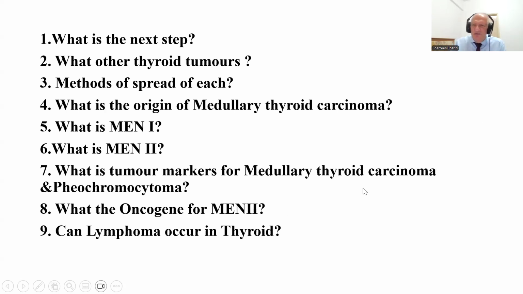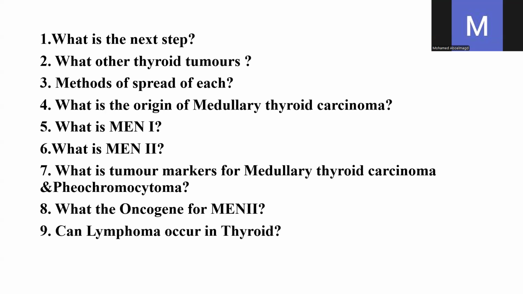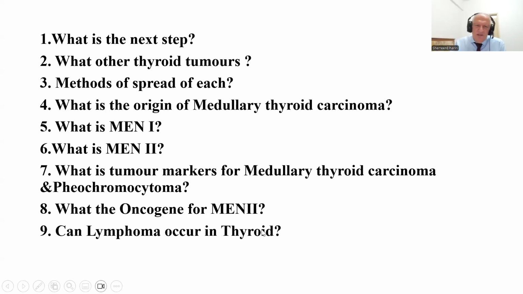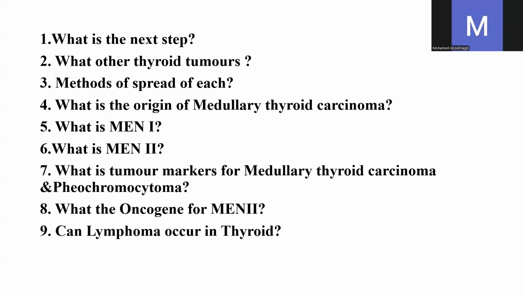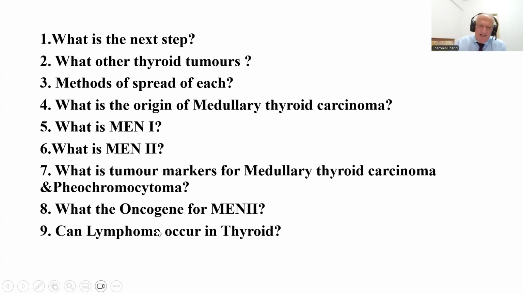What is the oncogene of multiple endocrine neoplasia type 2? RET oncogene, found in chromosome 11. Okay, all right. Can lymphoma occur in the thyroid? Yes, I think a lymphoma can occur in the thyroid. After which disease? After infection with H. pylori? No, no. H. pylori can cause lymphoma in the intestine, the MALToma, but this is after Hashimoto.